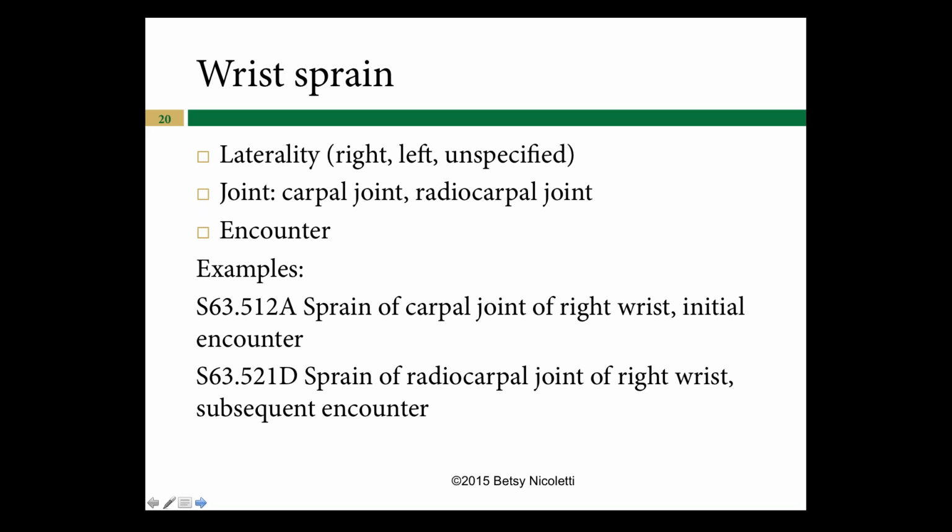Just looking again at wrist sprain, is it right or left? Which joint is it, and which encounter? So these are just 2 examples. A sprain, S63.512A, sprain of carpal joint of the right wrist, initial encounter. And that 7th character A means initial encounter, whereas in the S63.521D code, sprain of radiocarpal joint of right wrist, subsequent encounter.